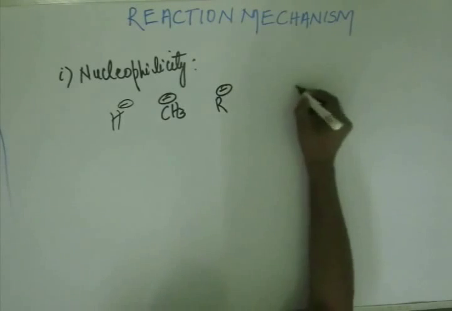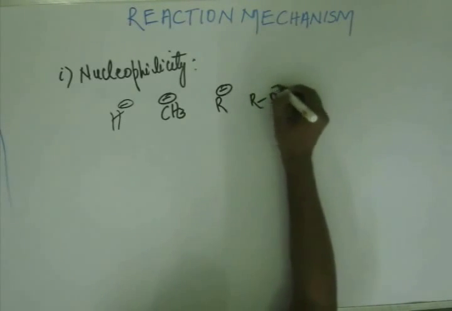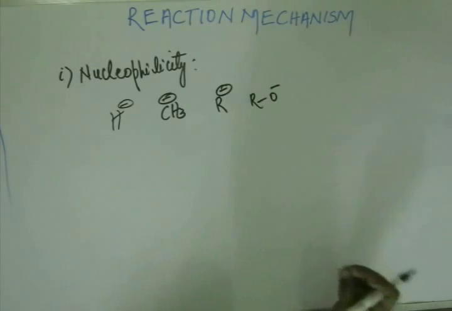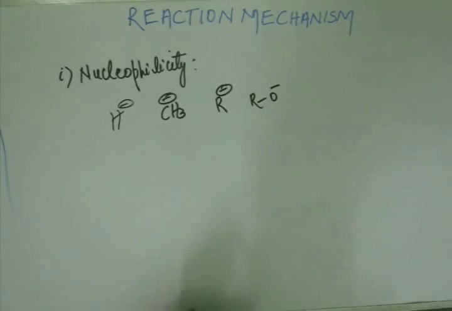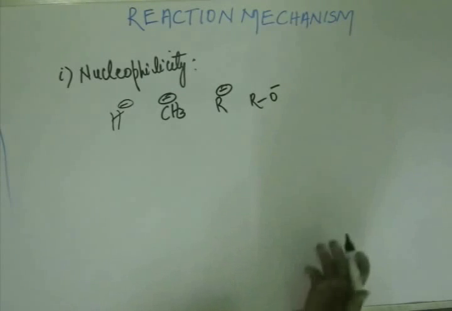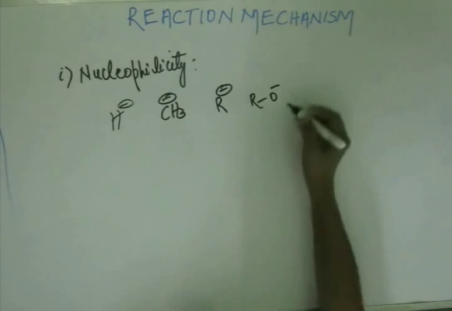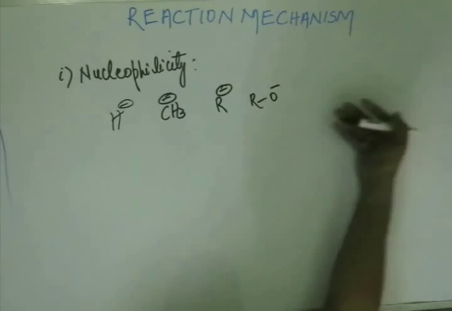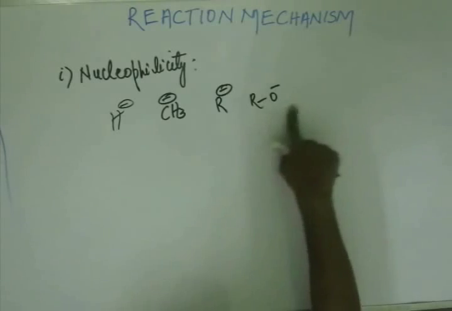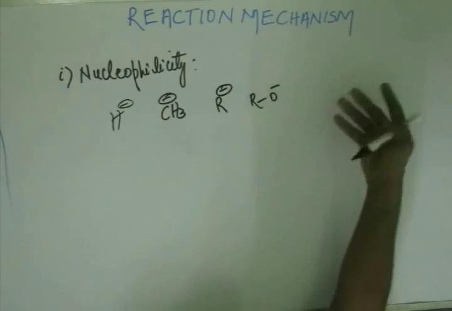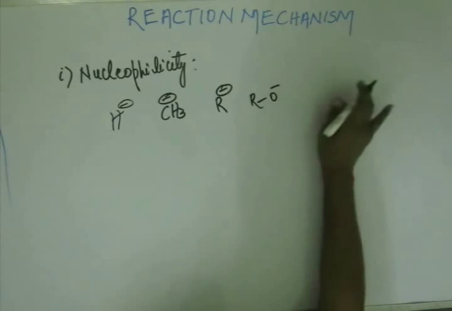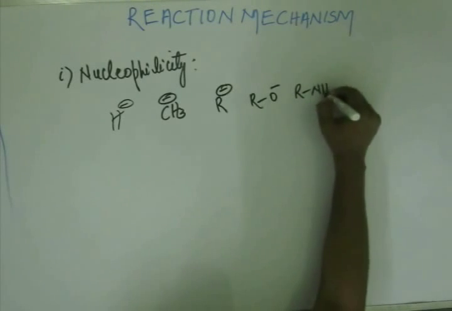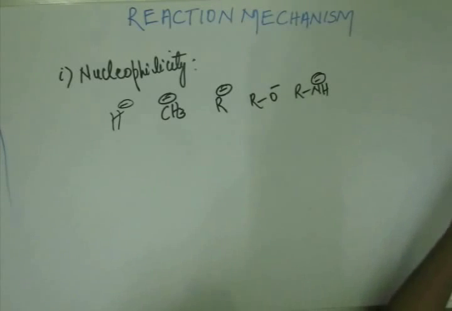If the negative charge is stable, suppose we have an alkoxide ion. Oxygen belongs to the second period. Its size is small, but the electronegativity is very high, oxygen being the second most electronegative atom, so the negative charge on oxygen is fairly stable. So RO minus will be a moderate nucleophile, not a hard nucleophile. This is a stable ion, having moderate nucleophilicity. Similarly, a negative charge on nitrogen will be a moderate nucleophile, not hard, right?